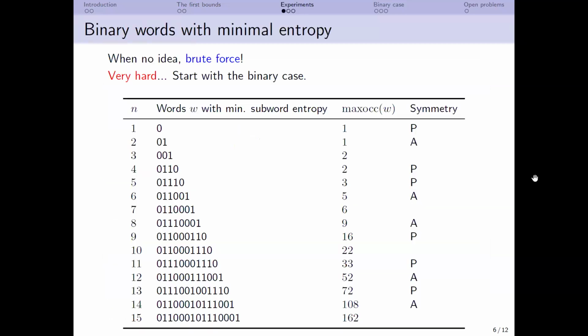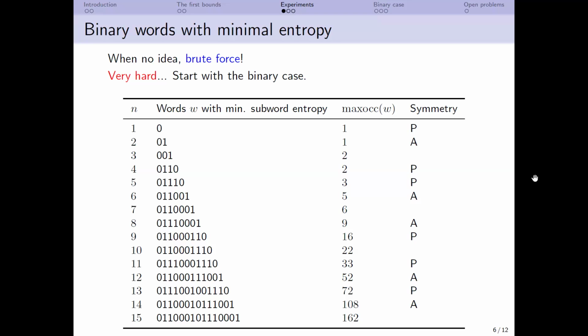So when we have no idea, what do we do? I don't know what you do, but I will first compute the first terms, the words of small lengths that minimize their subword entropy. However, the problem is that it's very hard, because we have so many words. It's exponential. Even on a computer, it's not that easy. So in the experiment, we started with the binary case, with the alphabet 0, 1.